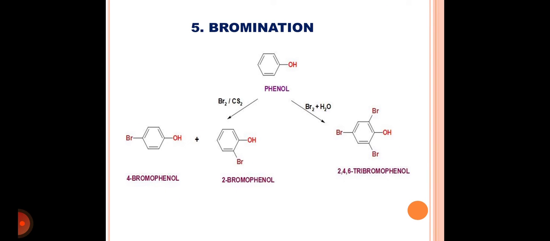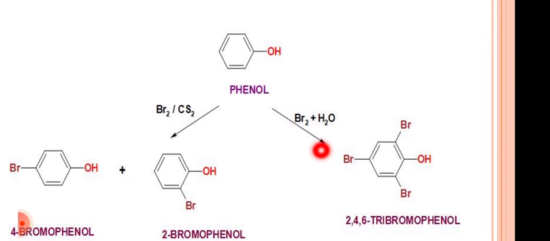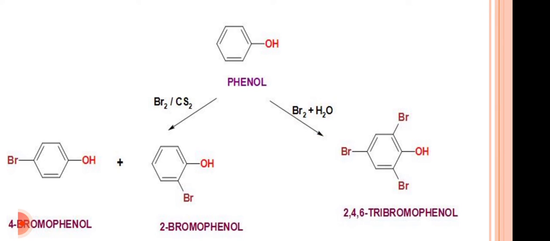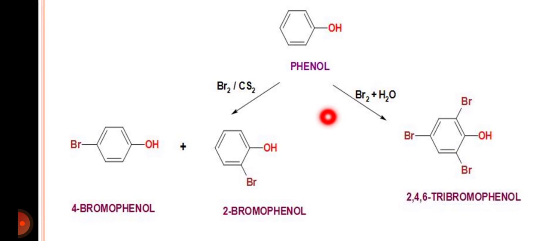The next reaction is the bromination reaction. Like nitration reaction, the bromination also takes place under two conditions. When phenol is treated with bromine water, the product obtained is 2,4,6-tribromophenol. While when phenol is treated with bromine in presence of carbon disulfide, we will get two products, that is 4-bromophenol and 2-bromophenol. 4-bromophenol being the major product, while 2-bromophenol being the minor product.